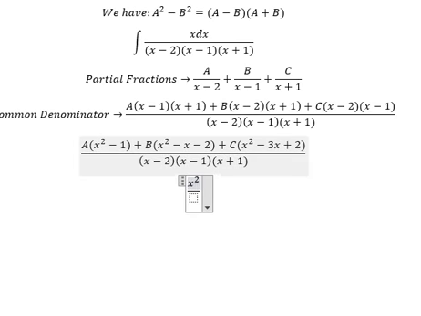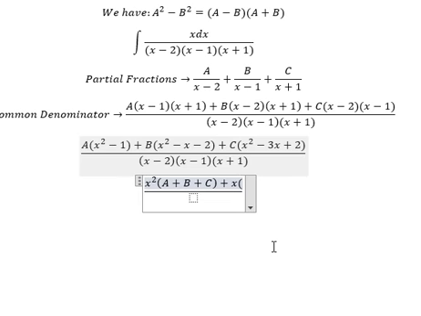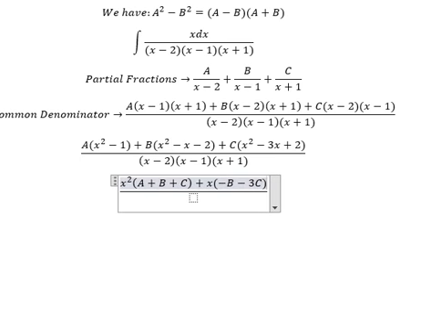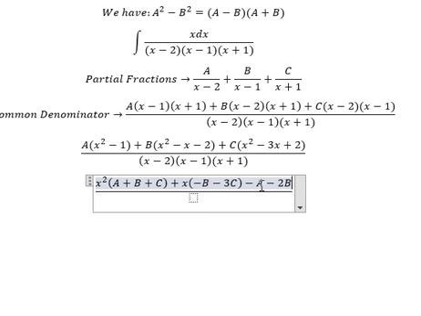About s squared, we have a plus b plus c. About s, we have negative b, negative 3c, because b multiplied by negative 1, c multiplied by negative 3. About the number, we have negative a, negative 2b, plus 2c.